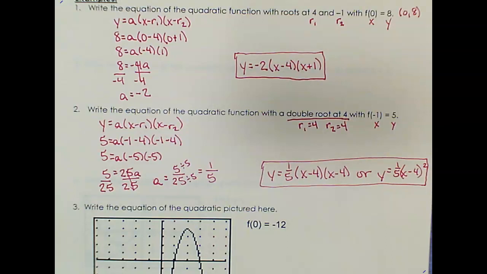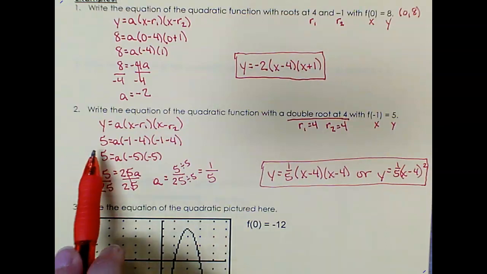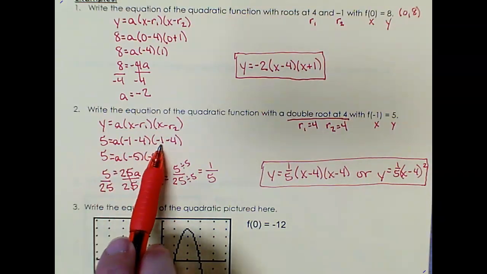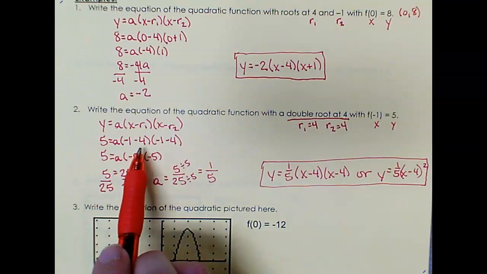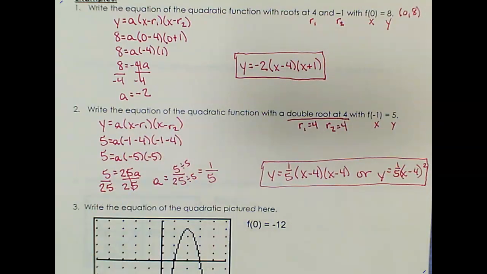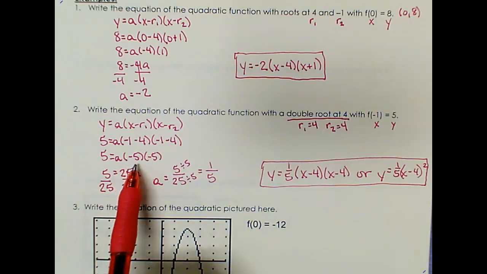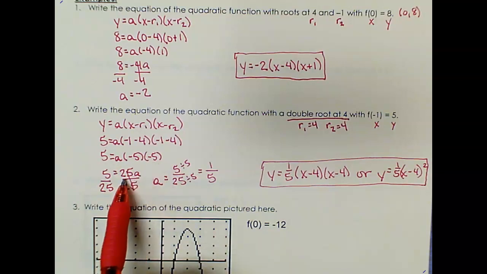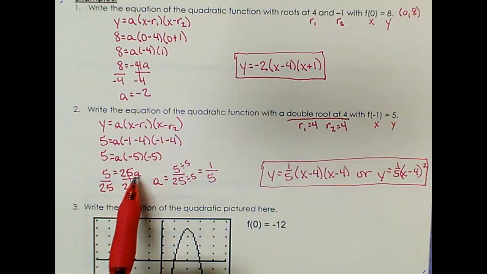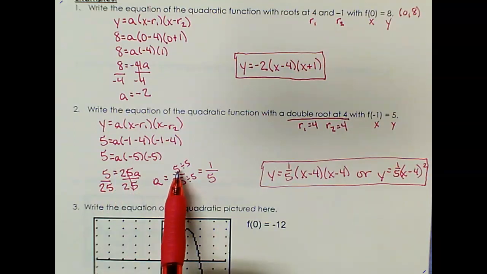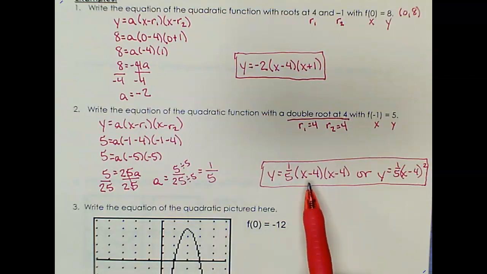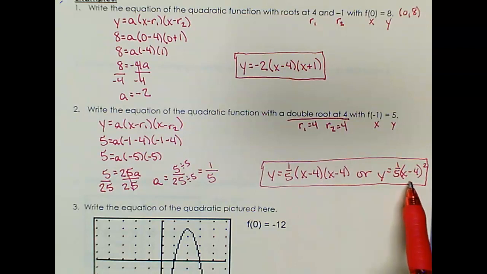Go ahead and check your work. Your x value is 5. Your a value is -1. Your roots are both 4, so we subtract 4 in both factors. Negative 1 minus 4 is negative 5. Negative 5 times negative 5 is 25. And in order to solve for a, you have to divide by 25. That leaves you with the fraction 5 over 25, which can be simplified, and you can rewrite it like this. Or since x minus 4 is the same for each factor, you can write it as this.